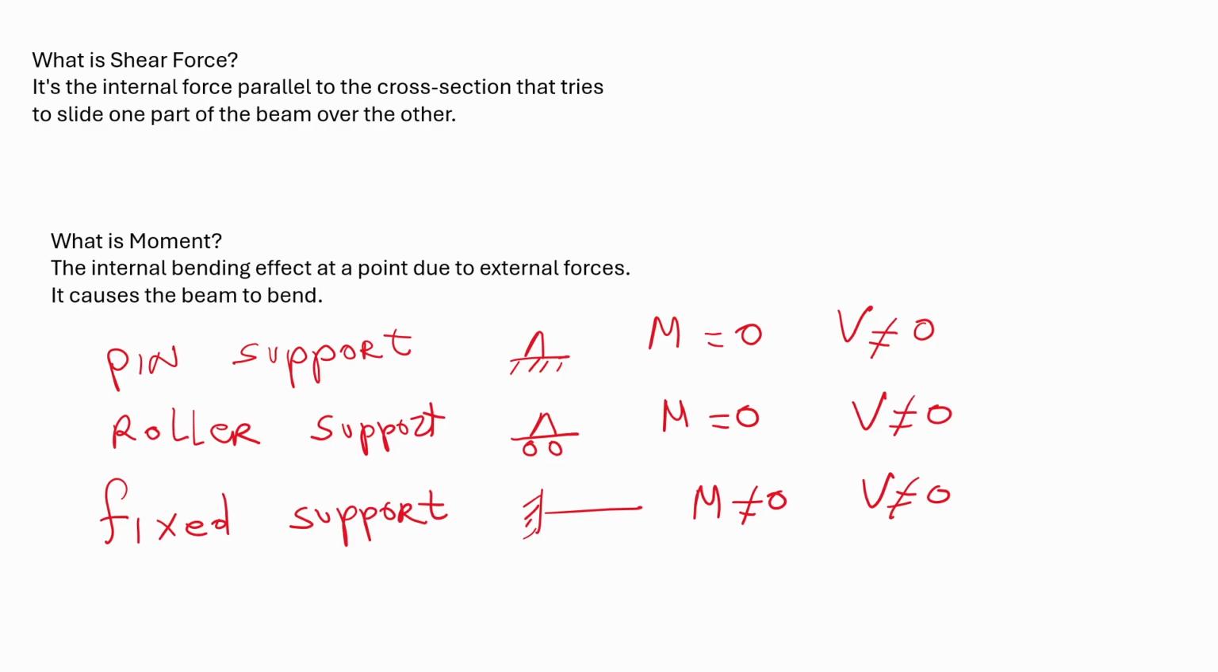Just review, in a pin support, we have moment equal to 0. Shear force is different than 0. Normal force is also different than 0. In roller support, we have moment equal to 0, but shear is different than 0. And in fixed support, we have moment and shear and normal force all of them different than 0. So this is just a review, because once you start to draw the diagrams, you need to recognize that at a pin and a roller support, our moment will be 0.